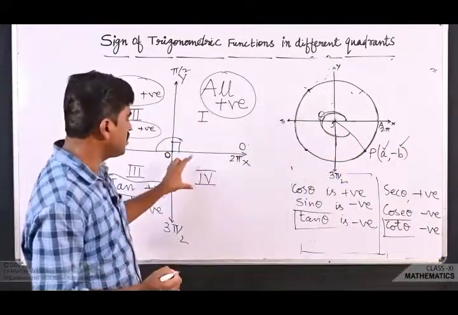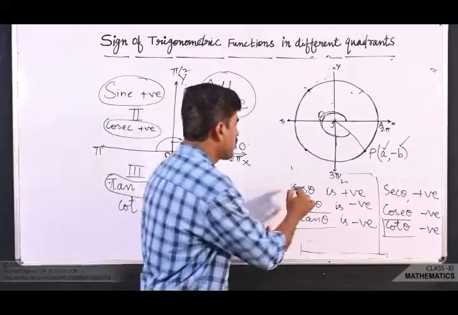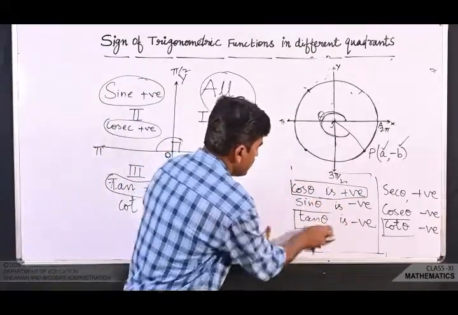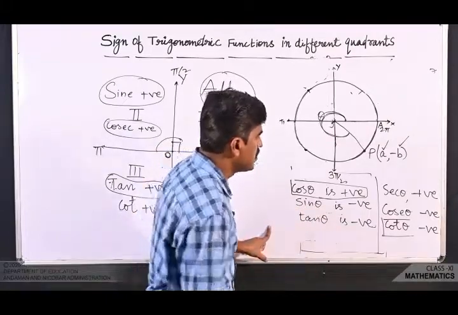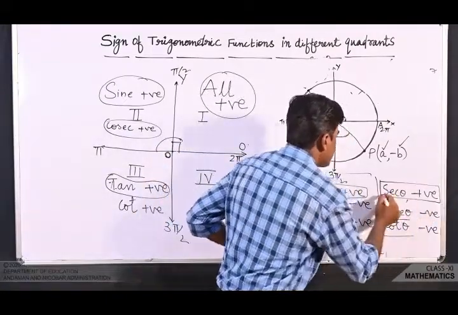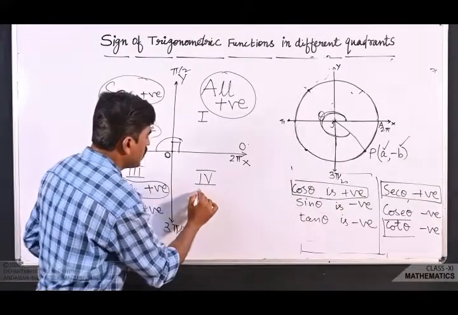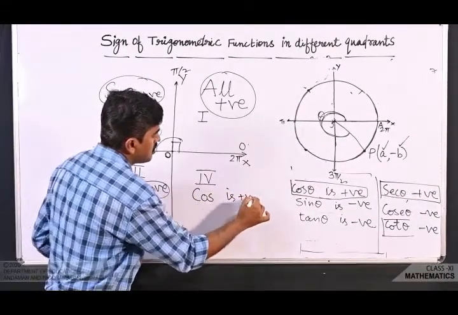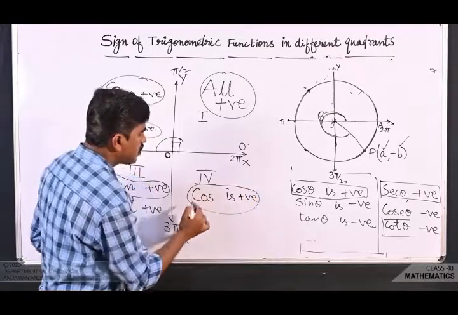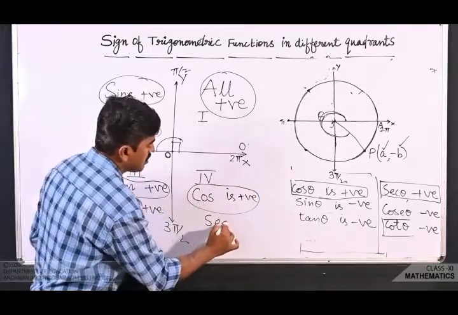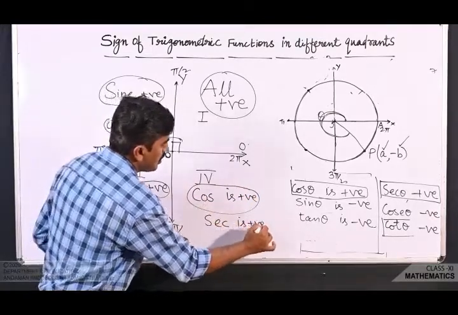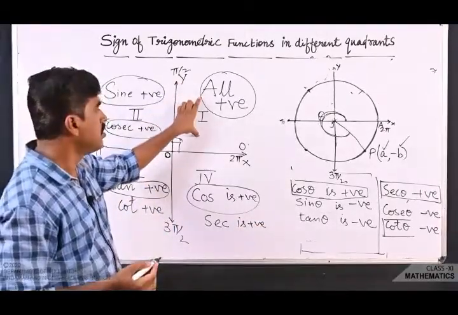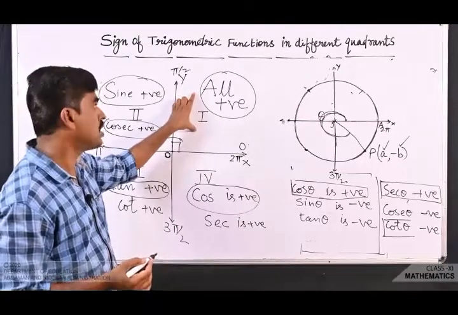So look at this, in the fourth quadrant, cos theta is positive and sec theta is also positive. So we'll write in the fourth quadrant, cos is positive and the reciprocal of cos, that is sec, is positive. So in the first quadrant, all the trigonometric functions are positive.